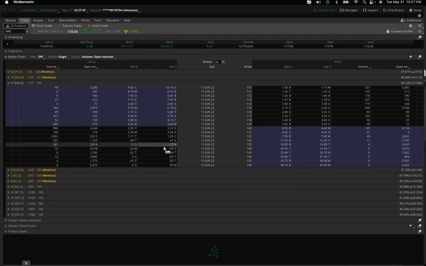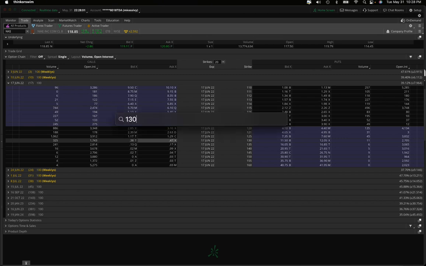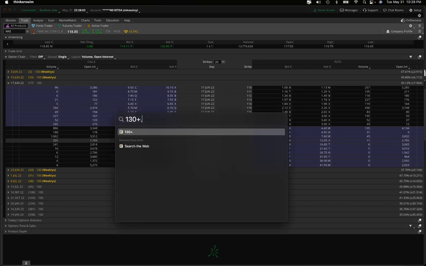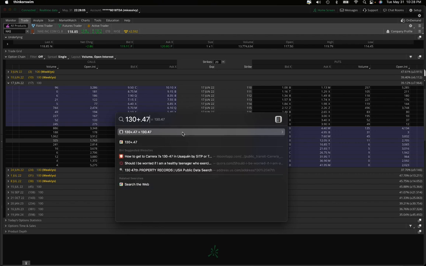Let's close that. So now we understand 130 is our strike price, meaning that we break even at 130.47. So let's see, what's a good way to do this? Let's say 130 plus 0.47. So at 130.47, that's our break-even price.